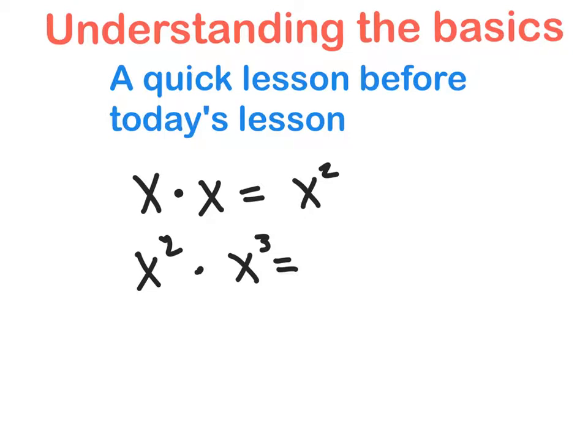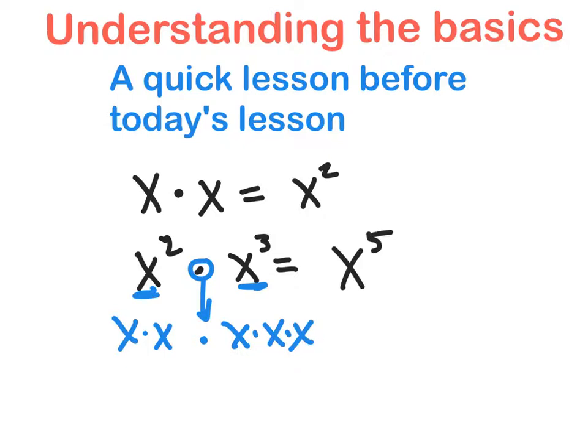So for example, this x squared right here is really x times x, and this x to the third is really x times x times x. And of course, we are multiplying between the two, so it's really x times x times x times x times x, which is a total of x to the fifth. So we could multiply x's with x's. All you got to do is add the exponents.